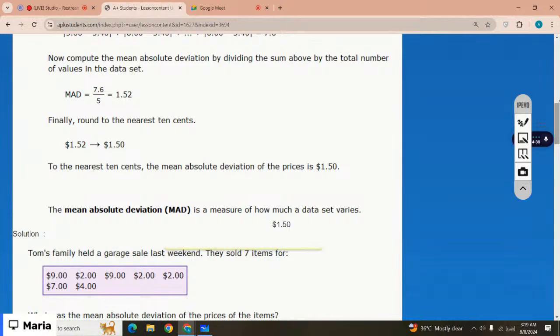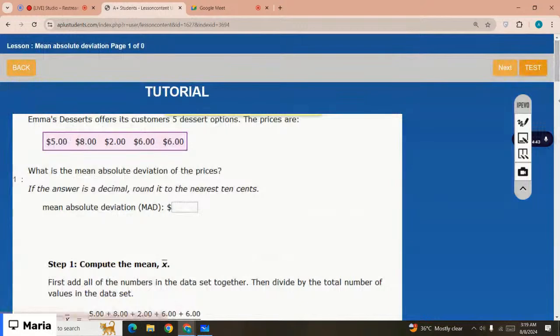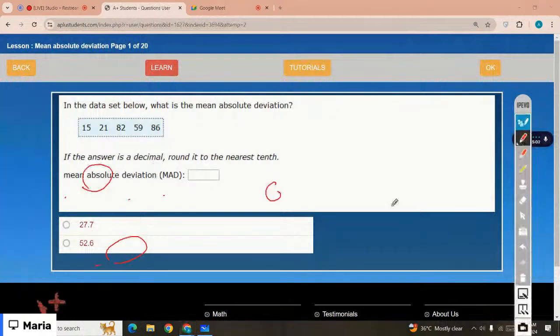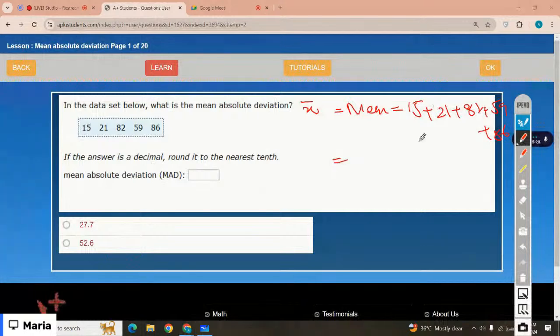Let's just start with the test questions. Okay. In the data set below, what is the mean absolute deviation? So you need to calculate the mean absolute deviation. The first thing you need for the mean absolute deviation is the mean, right? The mean means you need to add up all the values divided by the number of values. 51 plus 82 plus 59 plus 86. Just add all and divide by the 5.